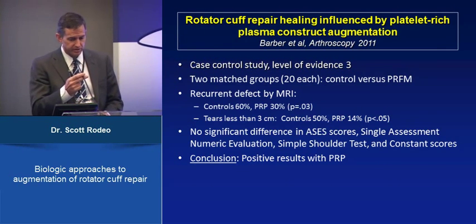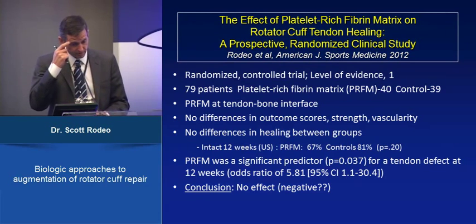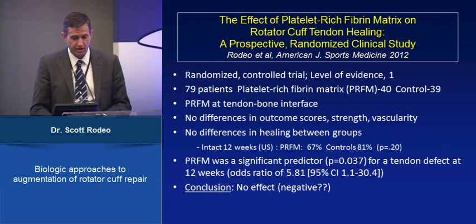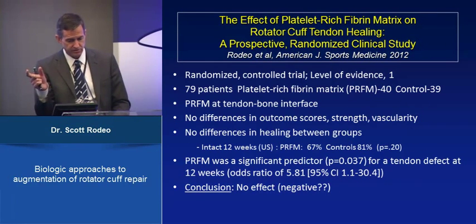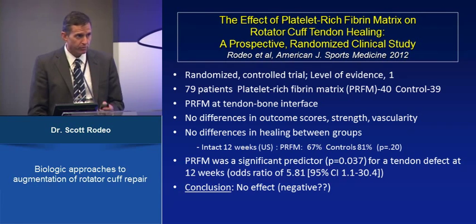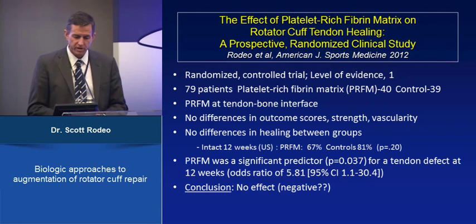Now, we carried out a study at Special Surgery in New York, myself and Russ Warren, a randomized trial, 79 patients. About half of these got this platelet-rich fibrin matrix at the repair site, half had just a standard repair. Overall, we found no difference. We see no differences in outcome scores, standardized outcome scales. We see no difference in strength, no difference in tendon vascularity as measured with ultrasound. We saw no differences in healing measured early at 12 weeks.